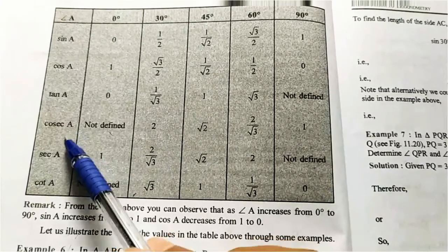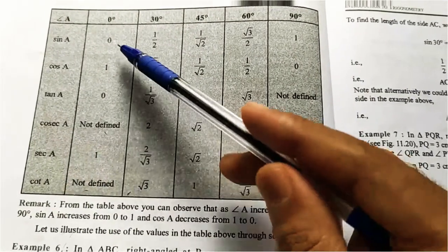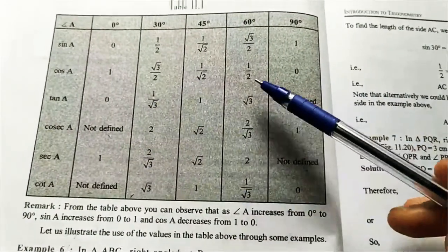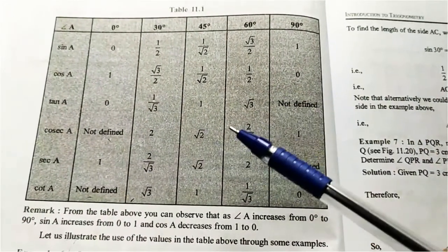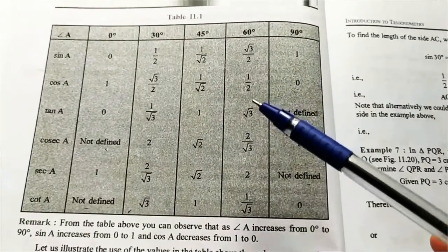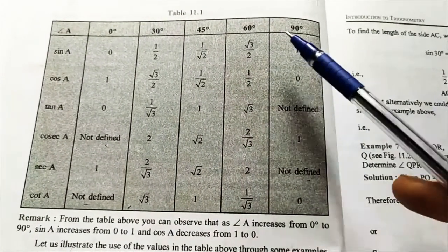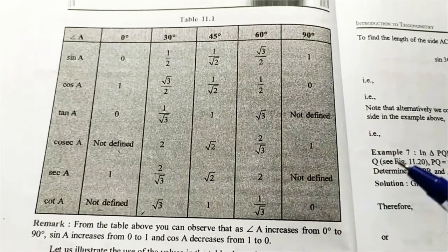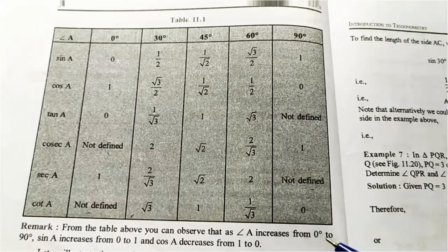For the next three ratios, you just have to write the inverses of the first three. Okay, so in this way you have to learn by heart or keep remembering this table. It is very useful to solve whole trigonometric exercises.